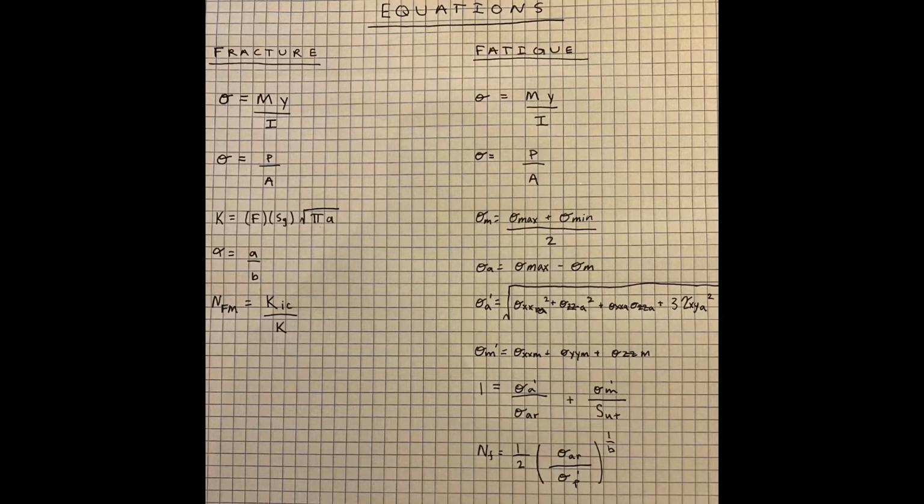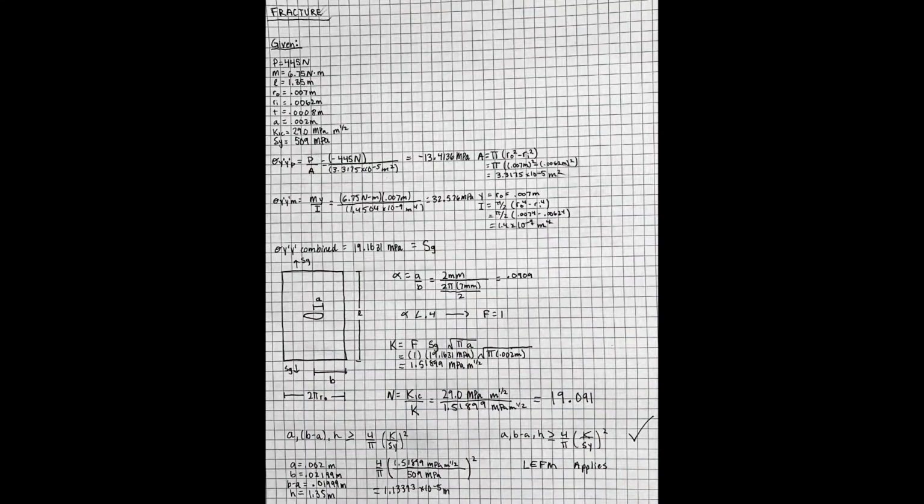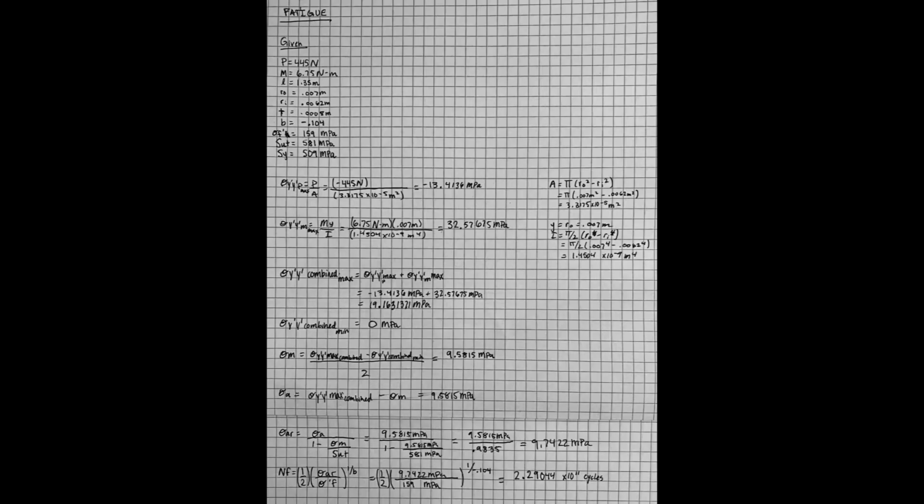So for our static failure, after calculating the stresses, we found the alpha value for the geometry of our flat sheet, then found our F. This helped us calculate our stress intensity factor, which then helped us find our safety factor when using our K1C value. For our fatigue failure, after finding the stresses, we found the mean and the amplitude of the stresses, and then found the completely reversible stress amplitude. We used this to calculate the fatigue life of our component.